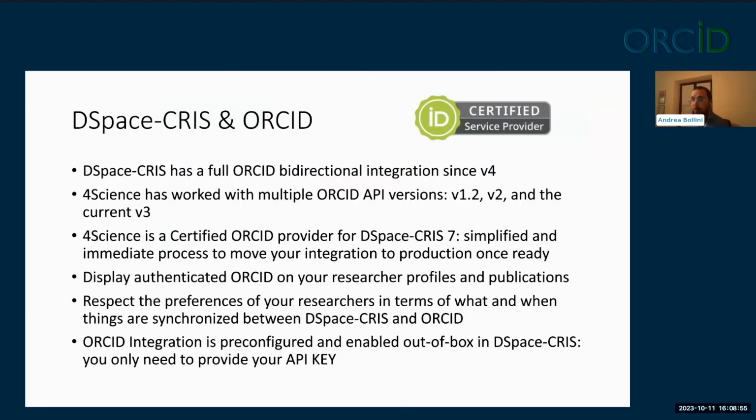Our collaboration with ORCID started several years ago, and in regard of DSpace-CRIS, DSpace-CRIS has a full ORCID bidirectional integration. That means we can get data from ORCID and we can push data to ORCID since version 4 of DSpace-CRIS. We have worked with almost all the API versions of ORCID. We started with version 1.2, we moved to version 2, and we are currently on version 3, the current one.